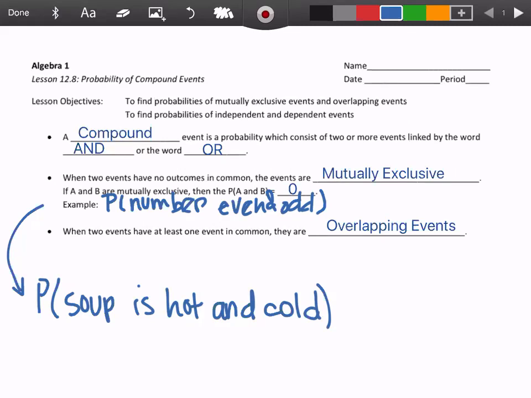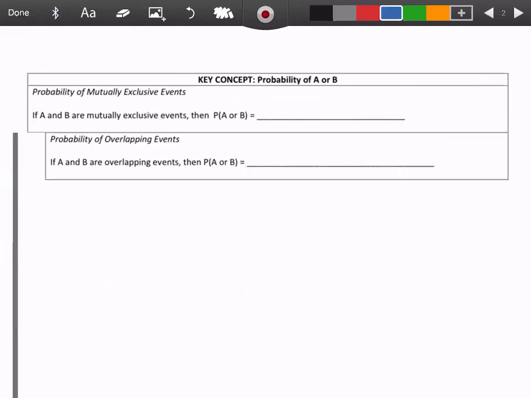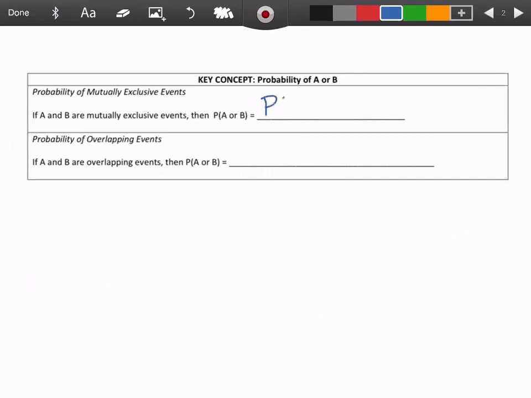So now let's work with some formulas for the probability of mutually exclusive events. So if A and B are mutually exclusive events, which means that they cannot occur at the same time, then the probability of A or B is equal to the probability of A plus the probability of B. And we've seen that before, we just didn't explicitly see the formula.